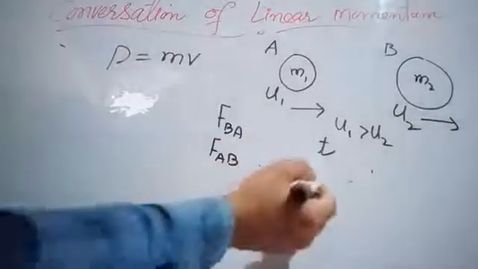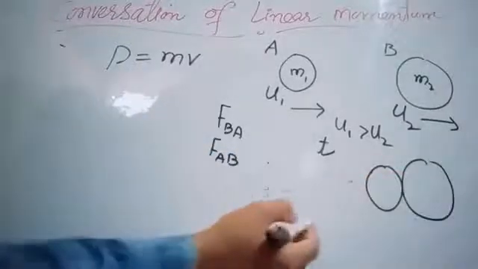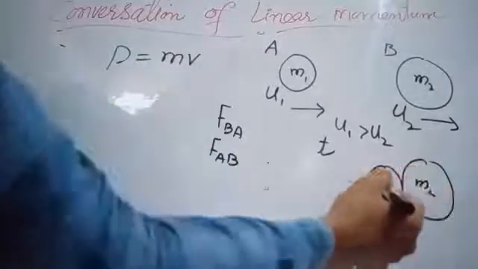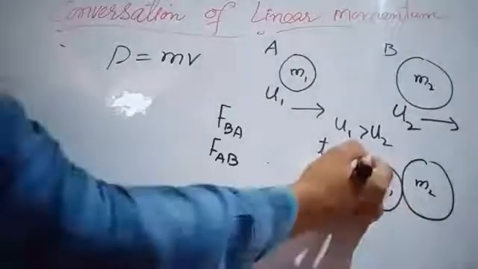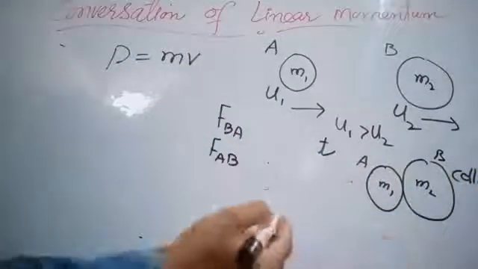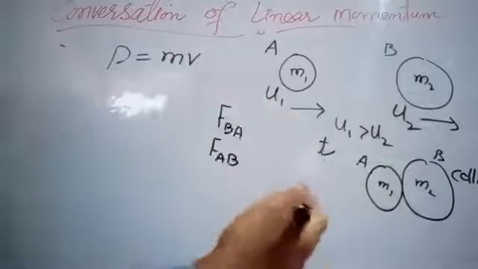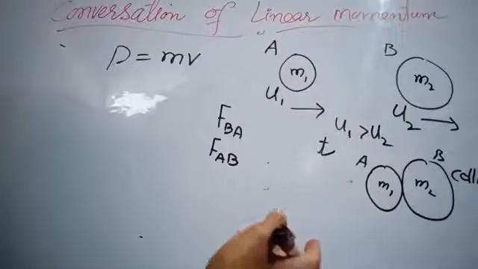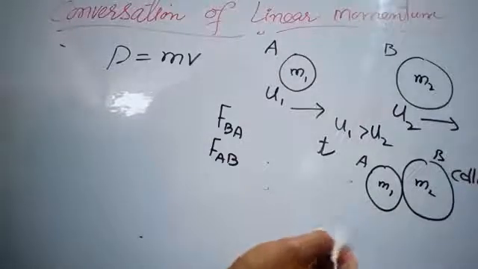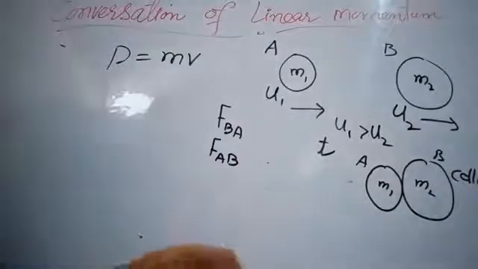So if this was the collision, and this is m2, this is m1, this is object A, and this is object B. So this is the collision. After the collision, these objects will separate. Obviously they will not stick to each other. They will separate after the collision takes place.